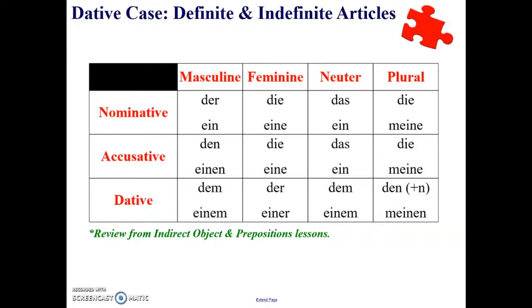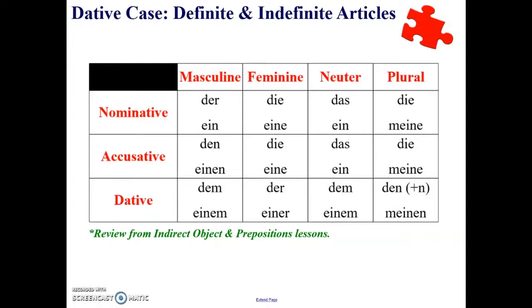And our indefinite articles are a way to say a or an. So in the nominative, ein, eine, ein, meine. In the accusative, einen, eine, ein, meine. And in the dative, einem, einer, einem, and meinen.